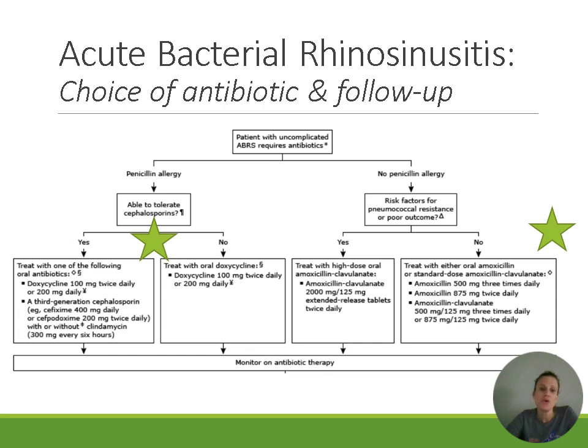Okay, so here we see our choice of antibiotic, our length of therapy, and our follow-up algorithm. So this is when we've already decided, okay, the patient has acute bacterial rhinosinusitis and we need to give them an antibiotic. Either it's been a couple weeks and it hasn't cleared, or it is really severe, or our patient is an at-risk patient, and we need to give them antibiotics.